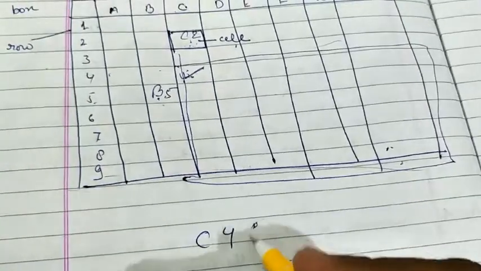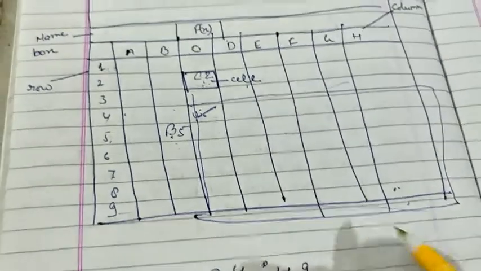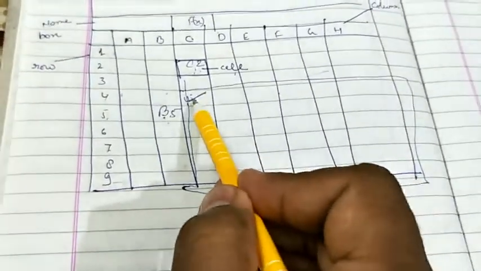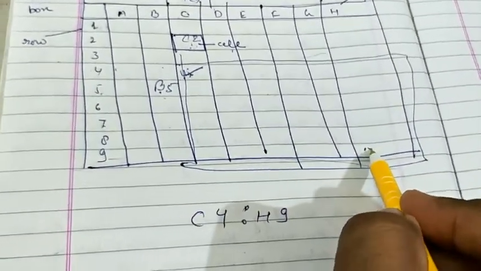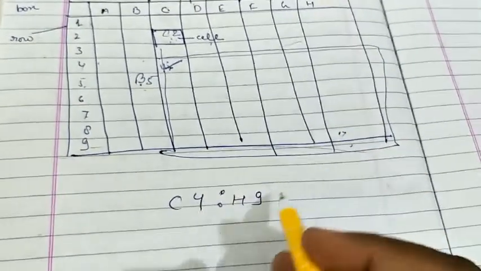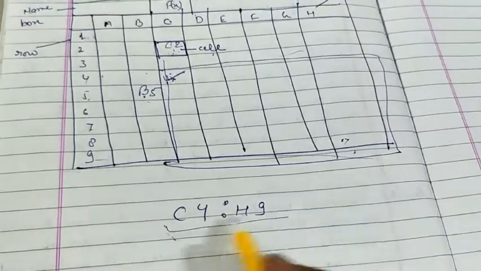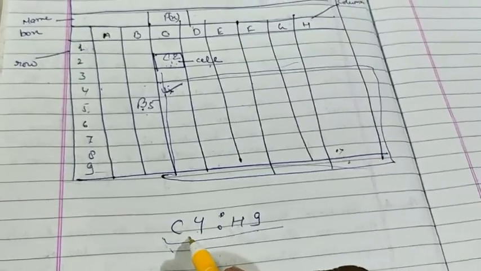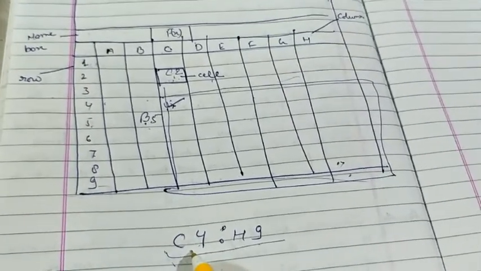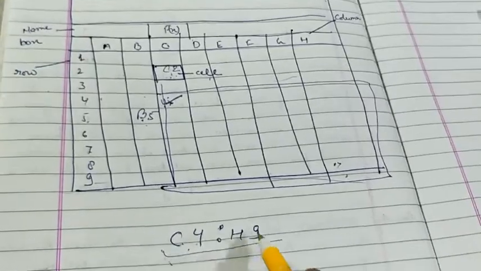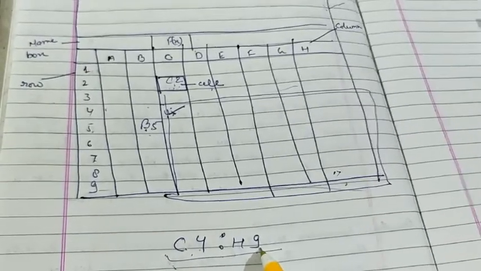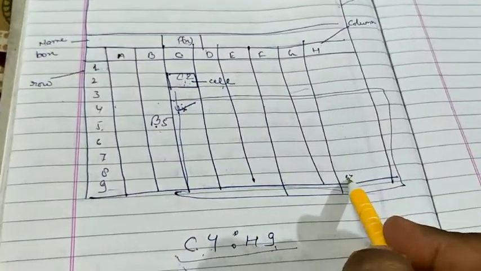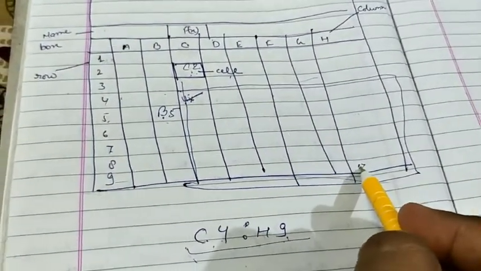Okay, so the region in between from this cell to that cell is called cell range, and that is represented this way, C4:H9. This one is used to represent a cell range. Okay, the area between C4 to H9. Which area? A rectangular area in between first cell to last cell is called cell range.